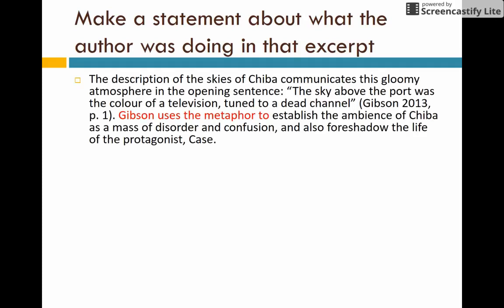So, for example, the description of the skies of Chiba communicates this gloomy atmosphere in the opening sentence. "The sky above the port was the colour of a television, tuned to a dead channel." Gibson uses the metaphor to establish the ambience of Chiba as a mass of disorder and confusion, and also foreshadow the life of the protagonist, Case.